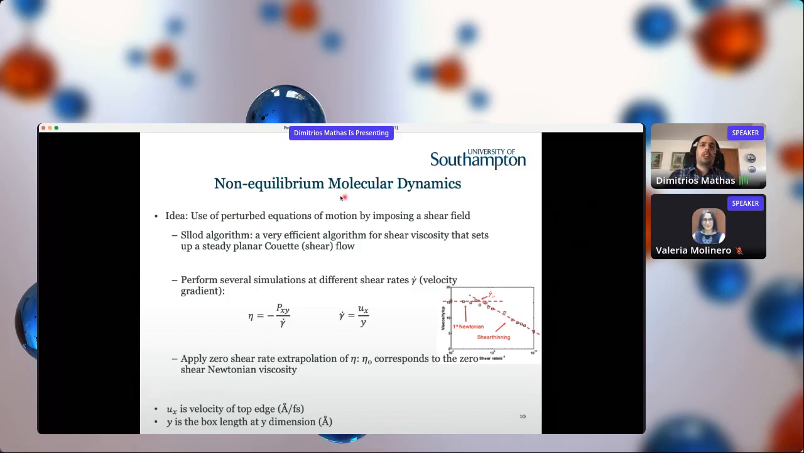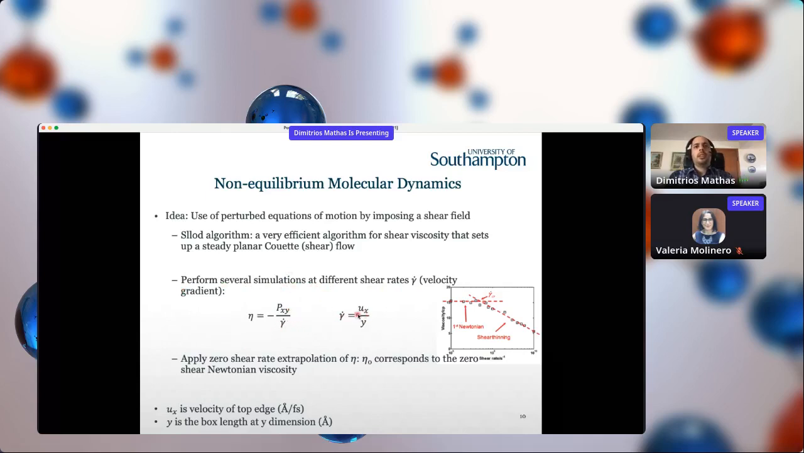A second method for calculating viscosity is called non-equilibrium MD, and the idea is that we use perturbed equations of motion by using an external shear field. One algorithm that can be used, the SLLOD algorithm, is very efficient for calculating viscosity, and it sets up a steady planar Couette flow. We perform several simulations at different shear rates, and viscosity is given by its definition by dividing the pressure tensor by the shear rate.